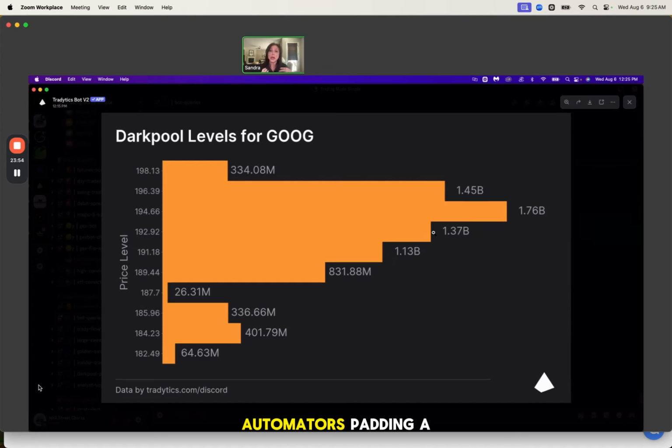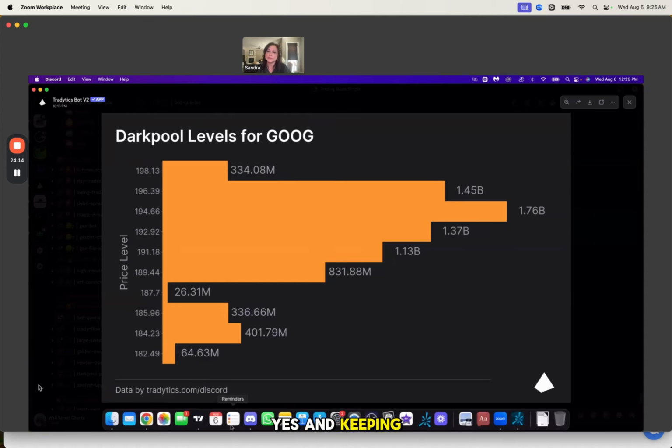As automators, padding a zone, I always say, is a good thing because it'll show you the momentum with that continuation, as in the example you're giving: if we break above this level, and yours was a little higher, that could be a good thing. Correct, yes. And keeping in mind that example, let me show it here.